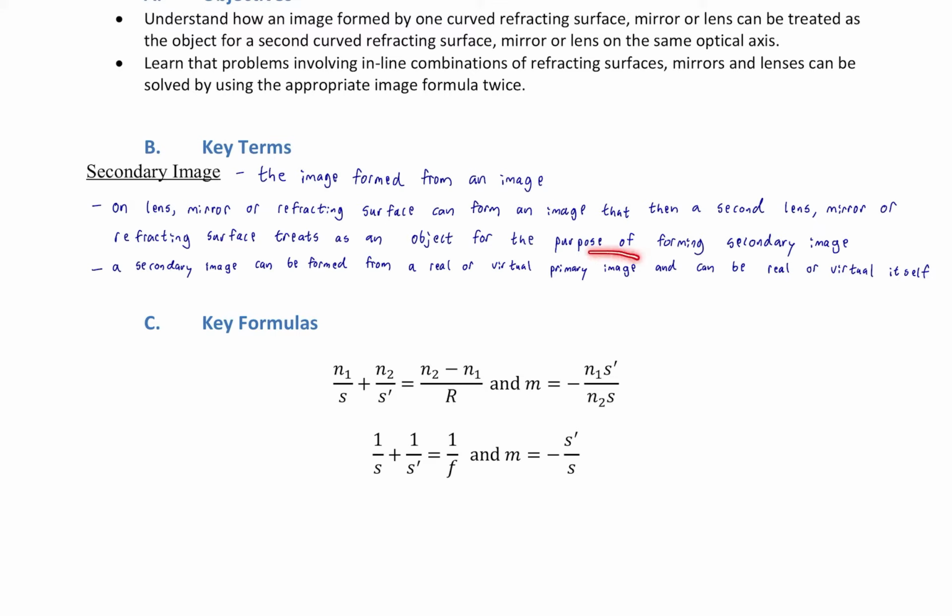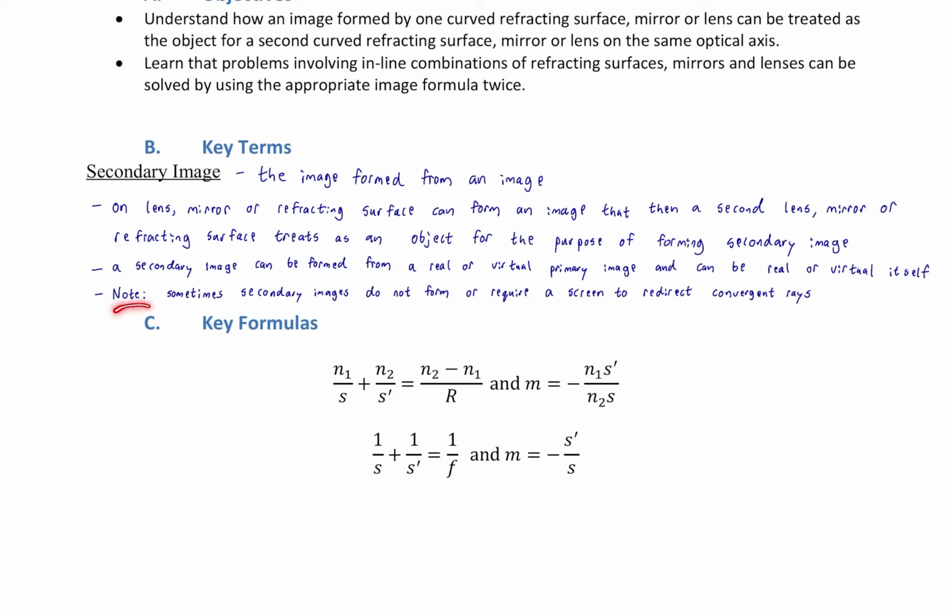So now we're calling the image that was always just the image the primary image, to differentiate it from the secondary image. And the secondary image can itself be real or virtual. So we can have all different combinations of cases, and some are more likely than others. We can have a virtual image become a real image, and we can have a real image become a virtual image. I will show you examples of those.